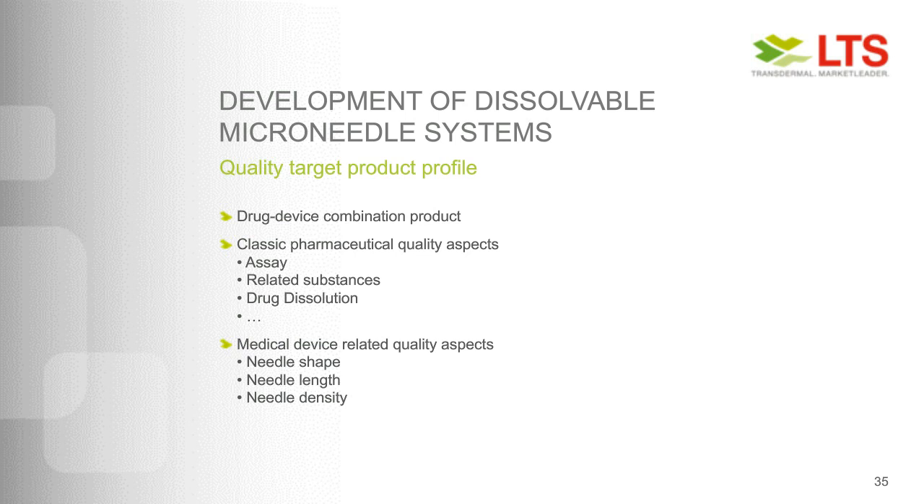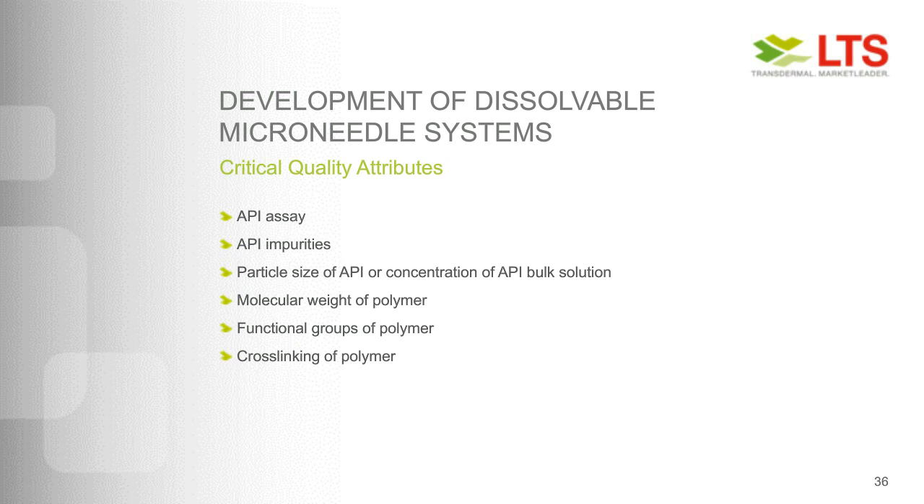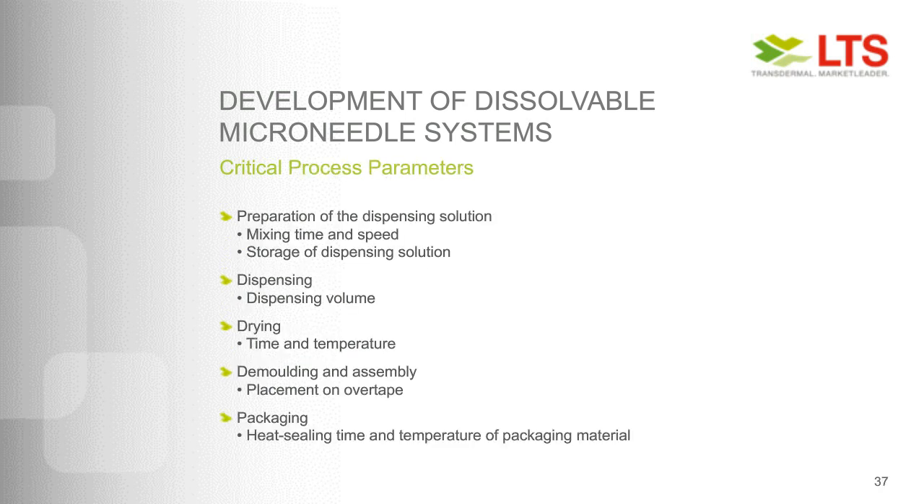So you have the classical pharmaceutical quality aspects as well as the medical device ones, where needle shape, length, density, and structural integrity are quite important. The typical critical quality attributes are in place: API assay and purity, molecular weight of the polymers most likely, then a critical material attribute, and of course critical process parameters. Always when it comes to dispensing solution: mixing, storage, dispensing volume, which is quite important because it defines API content, time, temperature for the drying steps. And of course, when you package in a pouch: heat sealing, time, temperature.